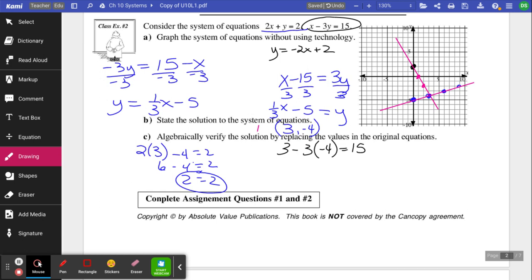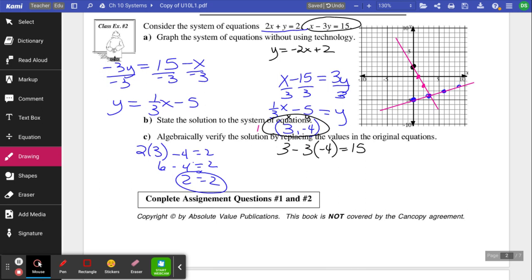I find a point where they intersect. I need to take this point. This is an x and this is a y value, and I need to make sure that they actually work. I think that this line goes through this point, and I think this line goes through the same point. But if this line goes through this point, I should be able to take the point and plug it into the x and y, and it should work.